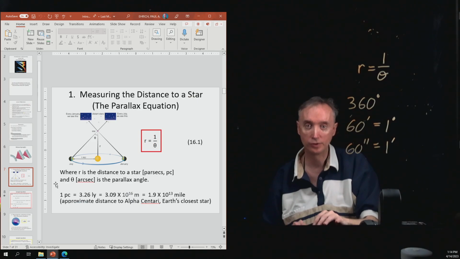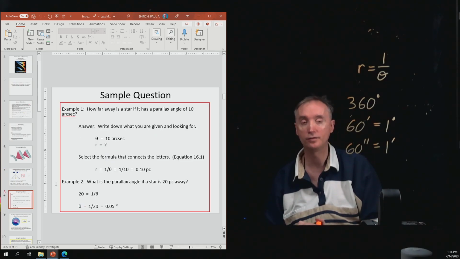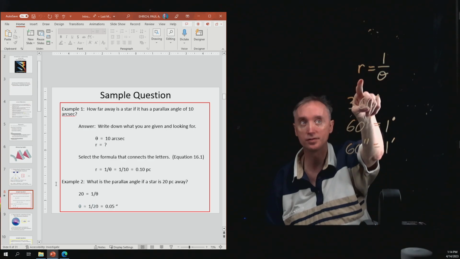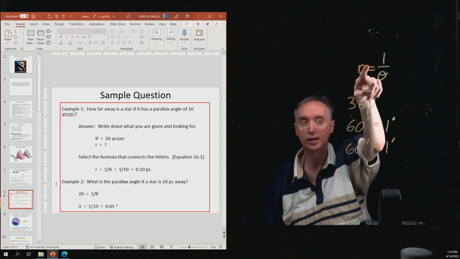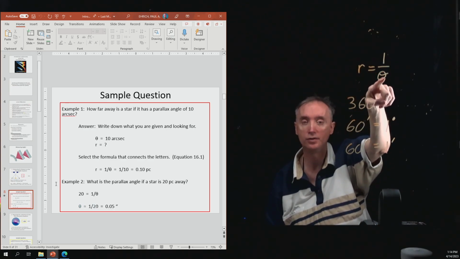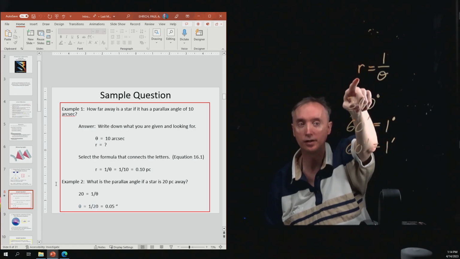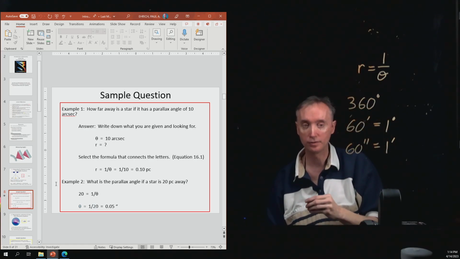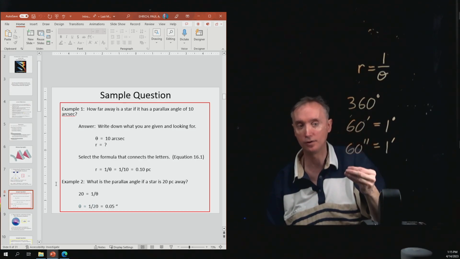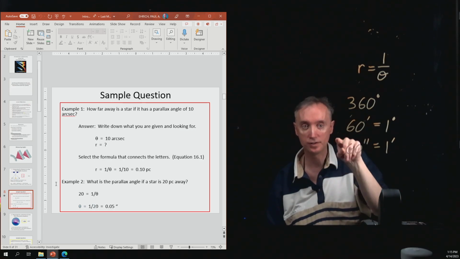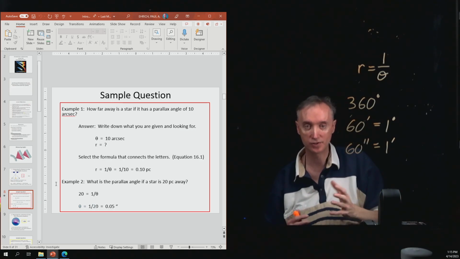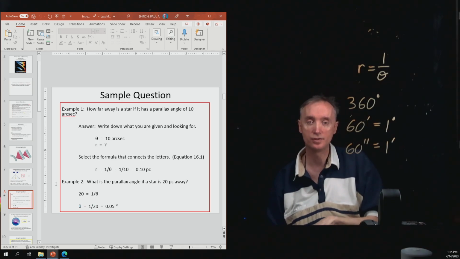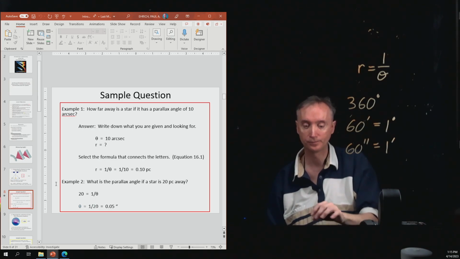So you should be able to do a problem like this. If I give you the distance to the star, you should be able to calculate the angle. If I give you the angle, you should be able to calculate the distance. And remember, they're always flip-flopped. So it's always 1 divided by the angle gives you the distance, or 1 divided by the distance gives you the angle. So you're doing 1 divided by that number. It's a very simple formula, and then that tells you the distance to a star.